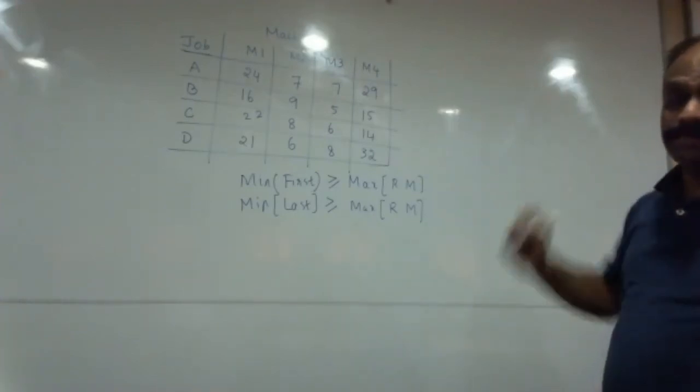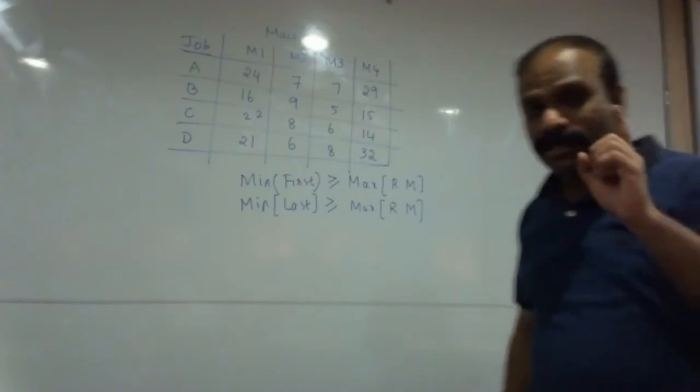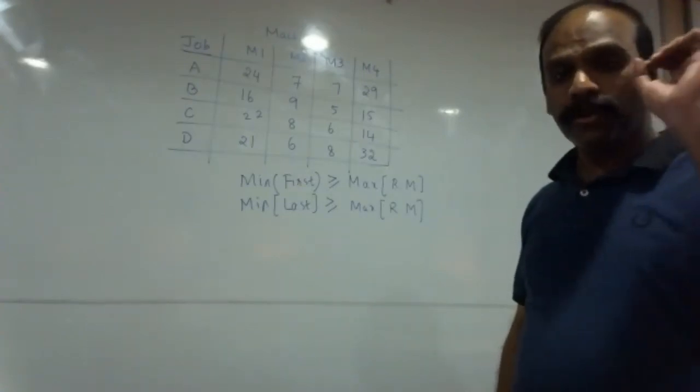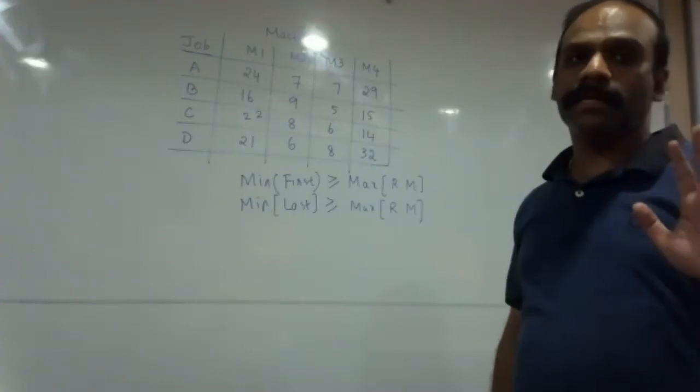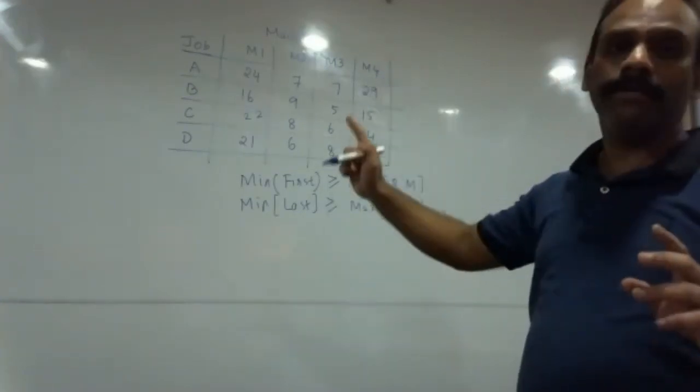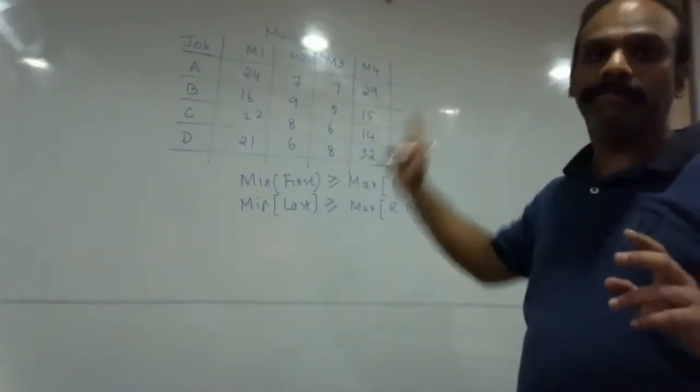Please be very careful, there are many mistakes here. Please read your column labels very clearly. ABCD is job. Machines are M1, M2, M3, M4.